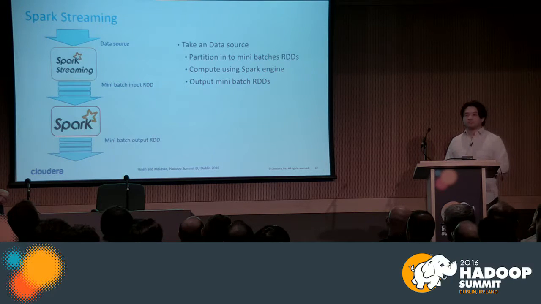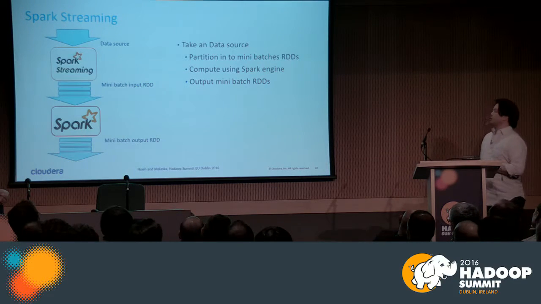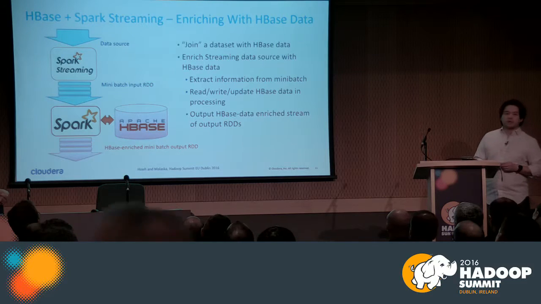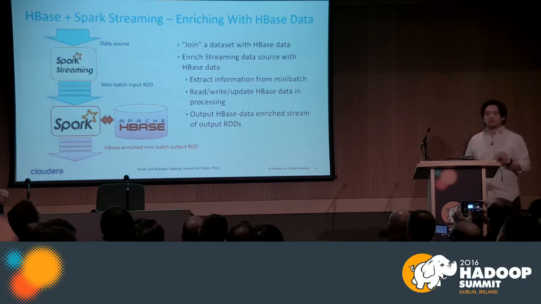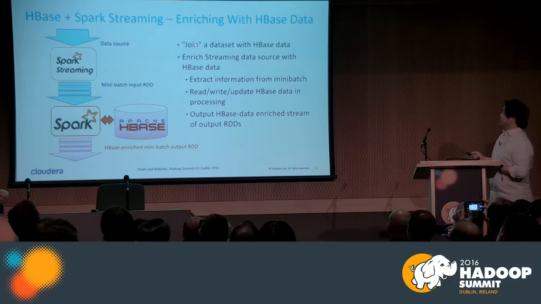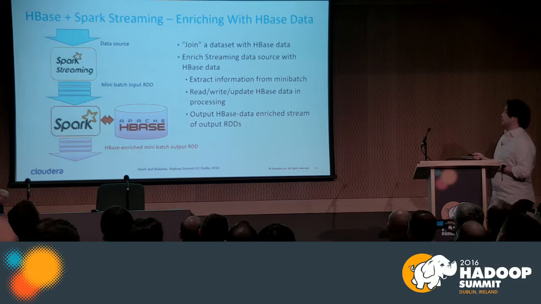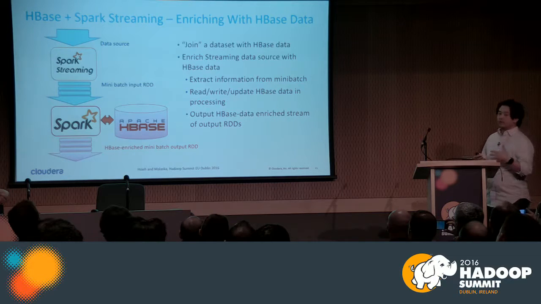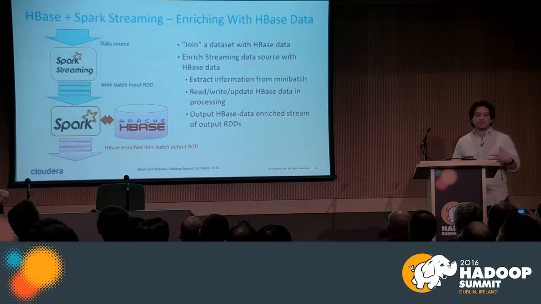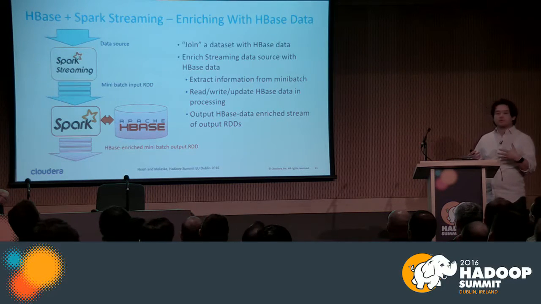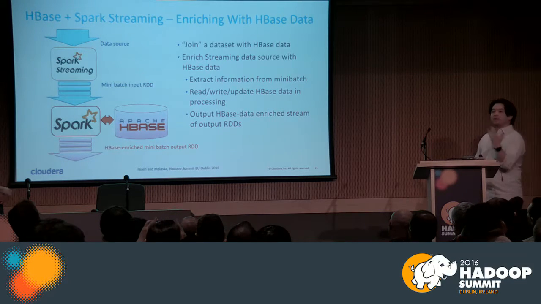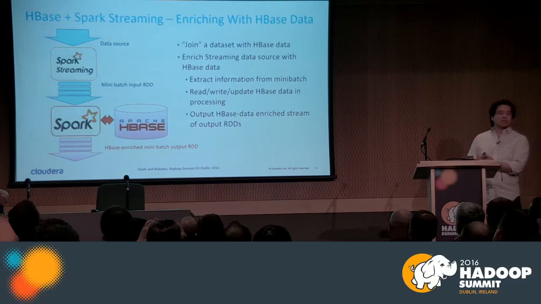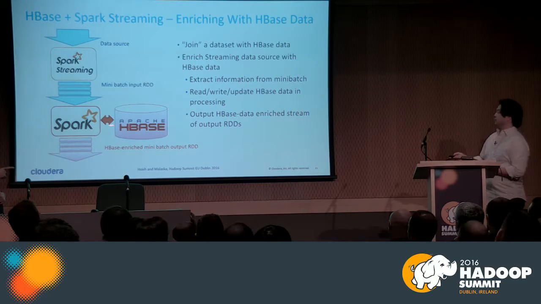1, 2, 3. What we actually enable is adding HBase to this equation so that we use HBase efficiently against the streaming data. So really what we're doing is we're allowing the join of the Spark streaming data with HBase data. And you can think of this as a use case for enriching data as it comes into the system, and potentially writing the enriched data into HBase once we do the processing.